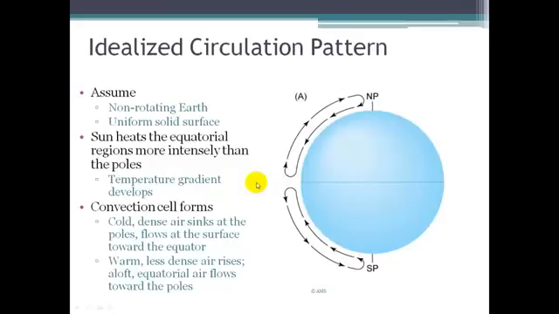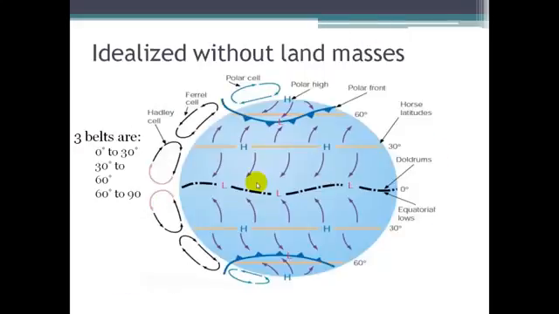solid surface, which we don't have, right? Our Earth spins on its axis, and we have a mixture of continents and seas that make things a little bit confusing. So when we take the rotation of the Earth into account and ignore for a moment the land masses, we see a much more complicated circulation pattern in this picture.